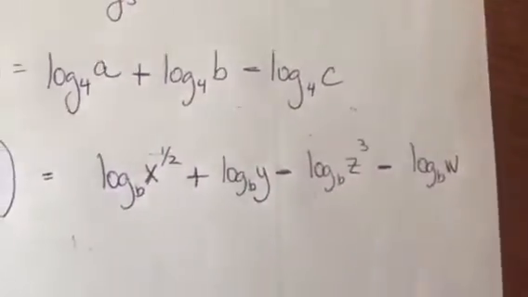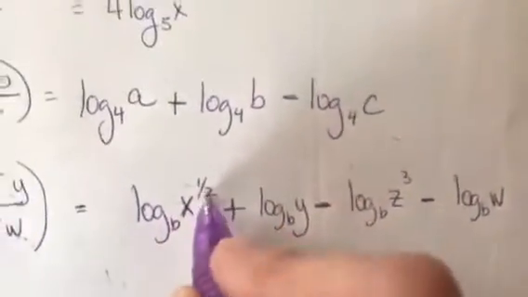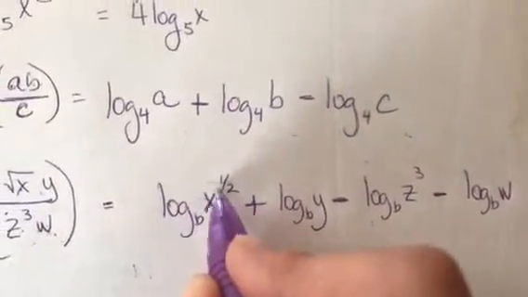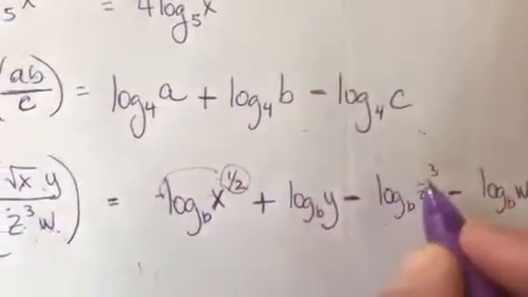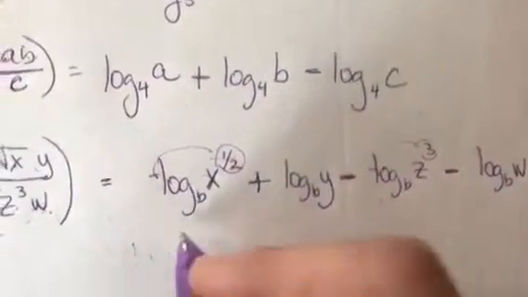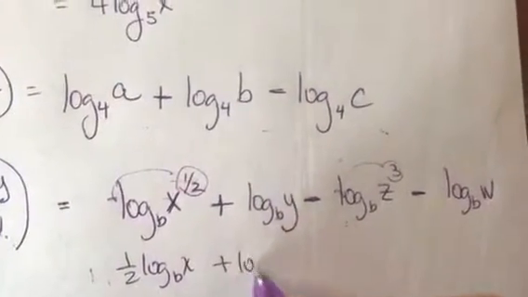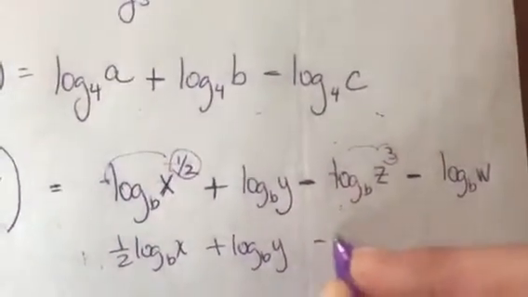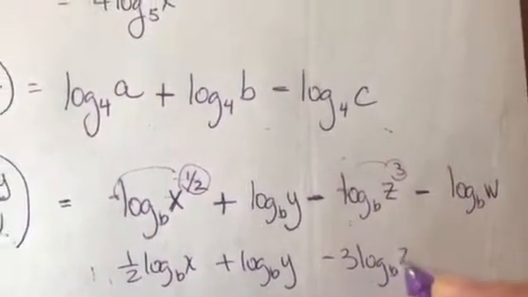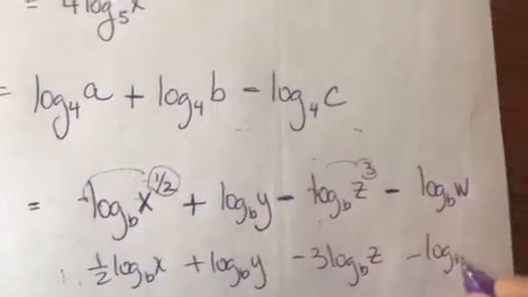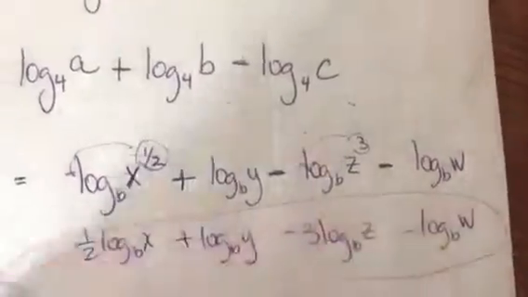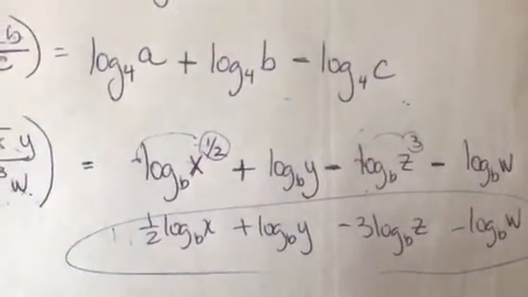Now this is perfect, but I want you to take it one step further. If you have an exponent, I want you to go ahead and bring it out front. So your final answer should look like 1/2 log base b of x plus log base b of y minus 3 log base b of z minus log base b of w. That right there is your answer, okay?